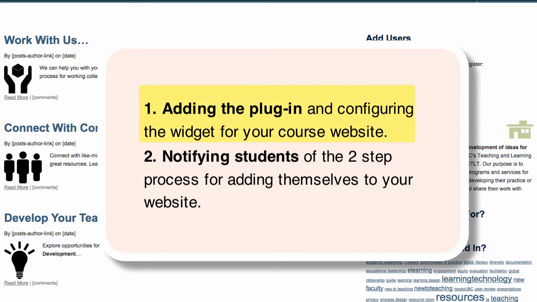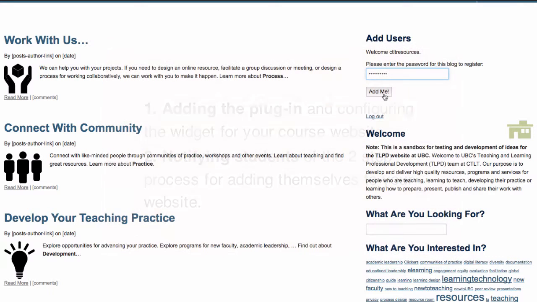This tutorial is divided in two sections. First part, where you'll be adding the Add Users plugin and configuring the widget for your course. Second part is where you'll be notifying students of the two-step process for adding themselves to your site. You may choose to notify students of the sign-up process either by email or via an announcement in class. Attention to this step will reduce confusion and get your class off to a good start.